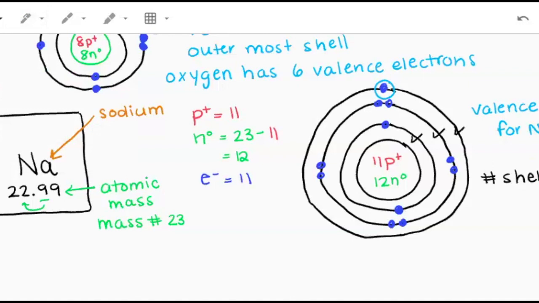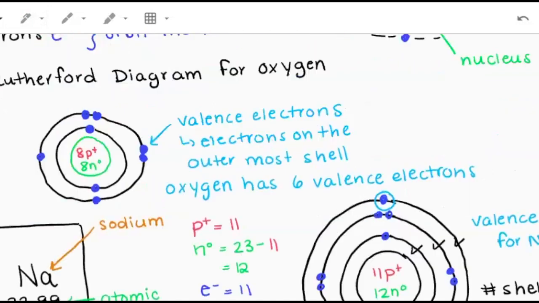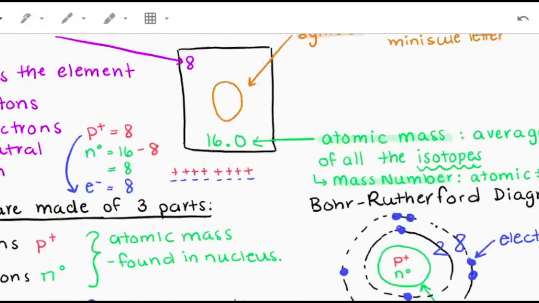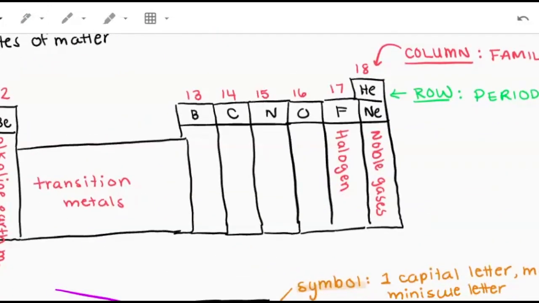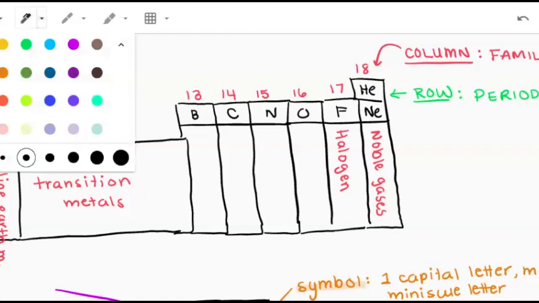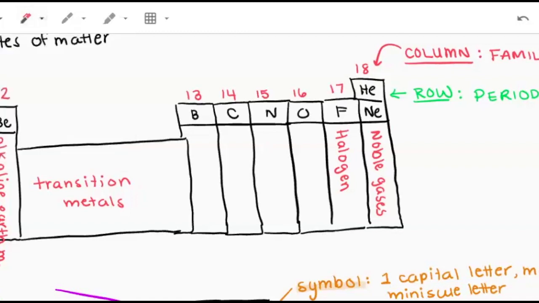So I asked this question because we could keep drawing these forever and some of them will get really big, but we can also go back to the way that the periodic table is arranged. So on the periodic table, actually, the column number, or the group number, can tell us the number of valence electrons.